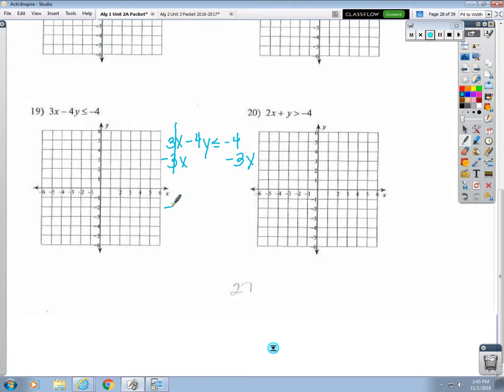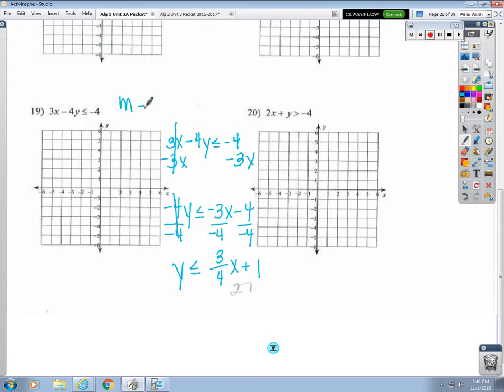Those cancel, and you're left with negative 4y is less than or equal to negative 4 minus 3x, or we could just go ahead and reverse that. Okay, then I need to divide by negative 4 on both sides. Doesn't the negative 4 over negative 4 cancel out because it's just 1y? No need to write the 1. And then what does negative 3 over negative 4 become? Positive 3 over 4 x, and then what does negative 4 over negative 4 become? Positive 1. Okay, anything divided by itself is 1.